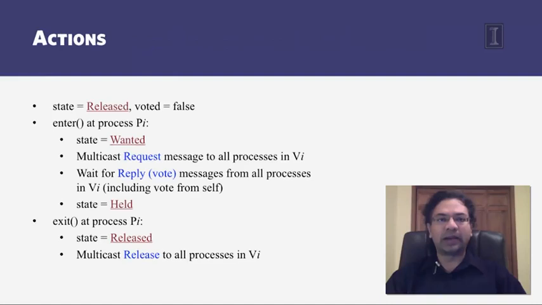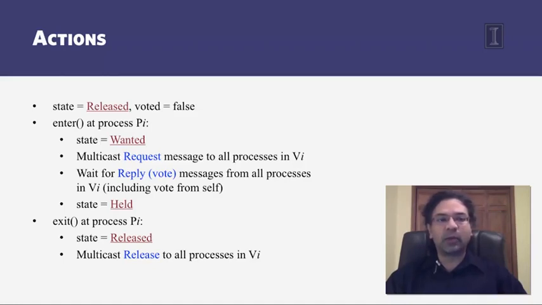Anyway, let's look at how the algorithm actually works. So first, initially the state of a given process, and again we describe the algorithm by describing what happens at a given process. The state of a given process is released, which means that currently it is not holding the lock, or it's not in the critical section. Also, its state for voted is false, meaning that it has not yet voted for any other process to get access to the critical section.